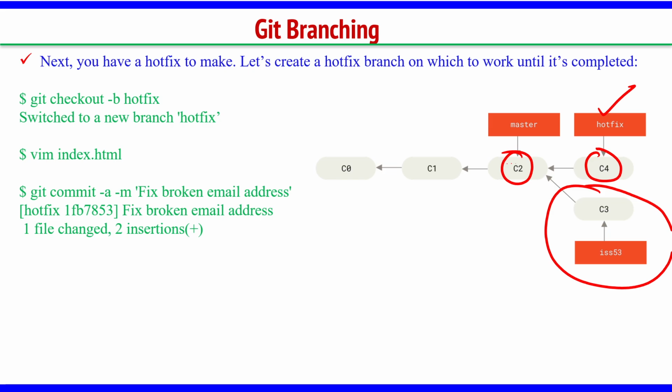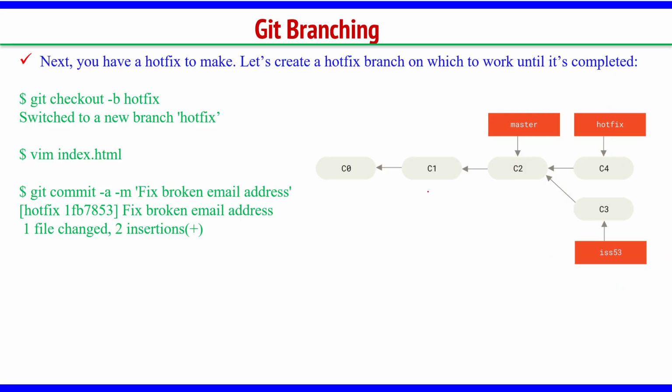Okay, how do you do that? Again, you will check out and then you will commit. See, "fix broken email address." There was some issue in the C2 which you have fixed. git commit "fix broken email address." You are giving a message, right?